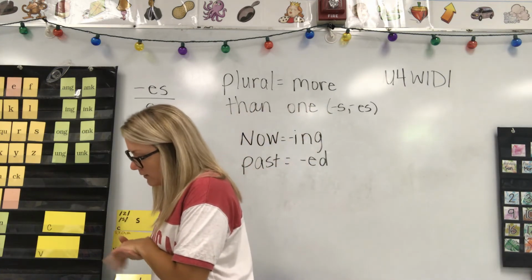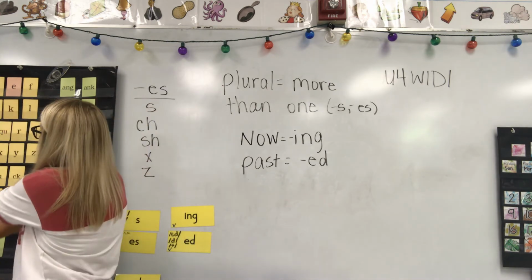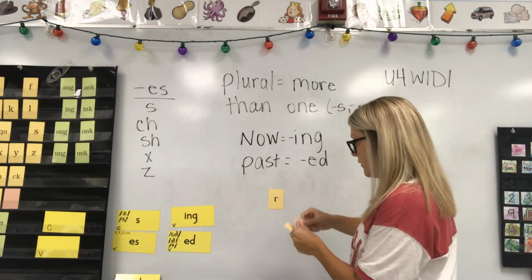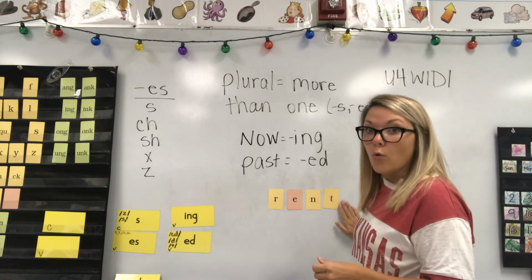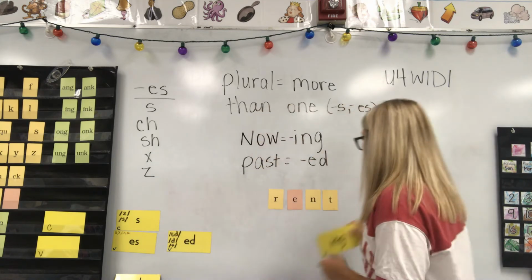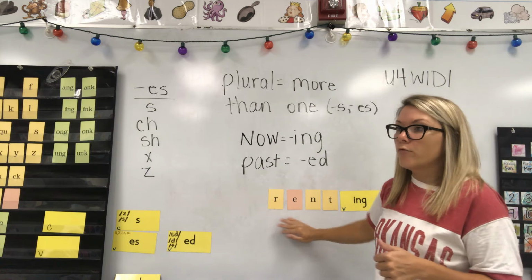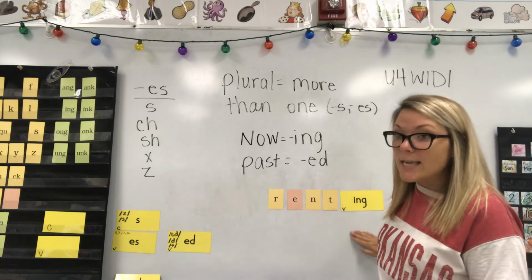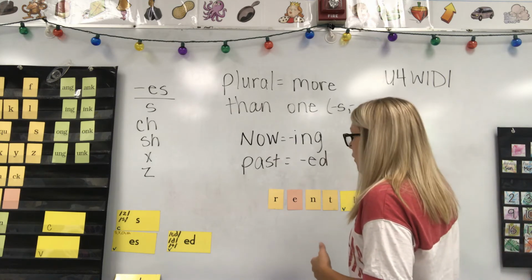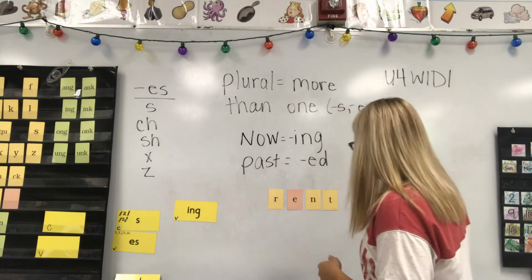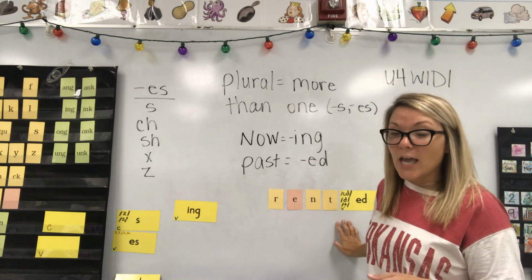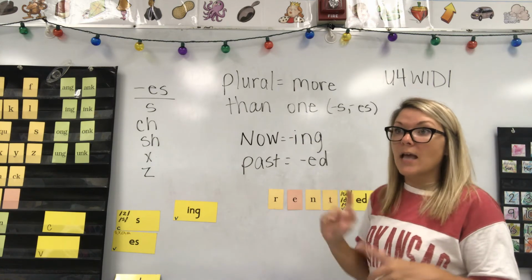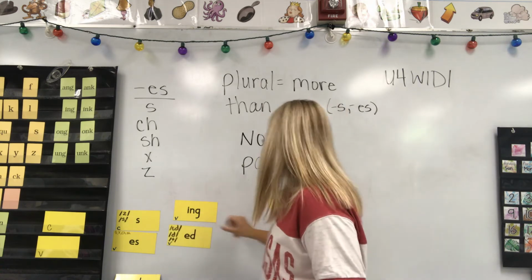Let's look at if I make the word, so I have this word rent, or to borrow something. So I can say renting. I am renting a video today. I'm renting a video to watch, a movie to watch. Or I could put ed at the end and make this rented. I rented a video yesterday. So renting would be I'm doing it now. Rented means I did it yesterday.